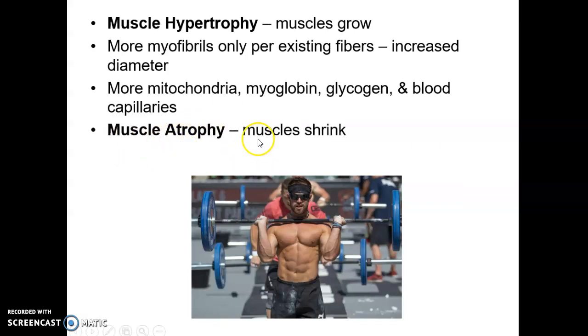Muscle atrophy is the opposite. Muscles shrink in size and get weaker. If you break an arm and you have a cast on it for 6 to 8 weeks, you take the cast off, that arm that's healed is not as strong as the other one. If the other one's been used and that arm that's been in a cast has not been used, the muscles are smaller, they have atrophied.